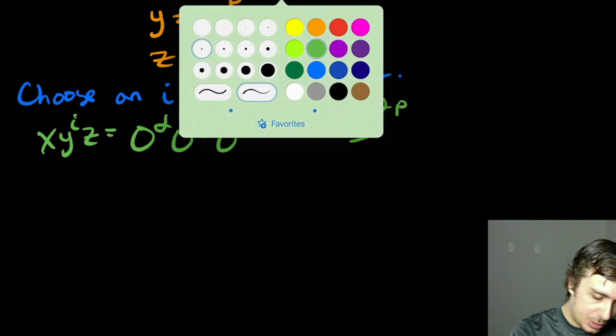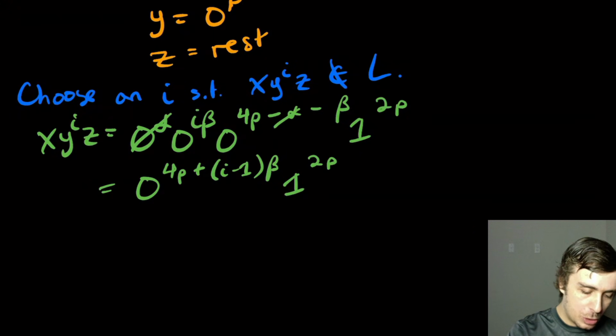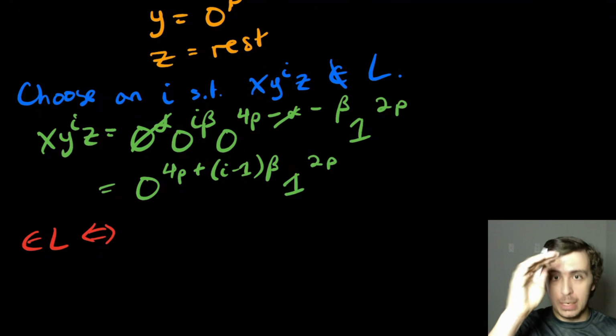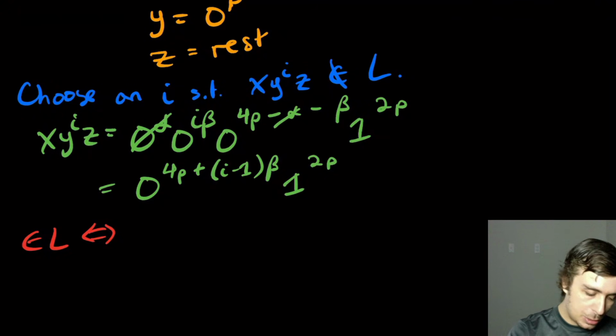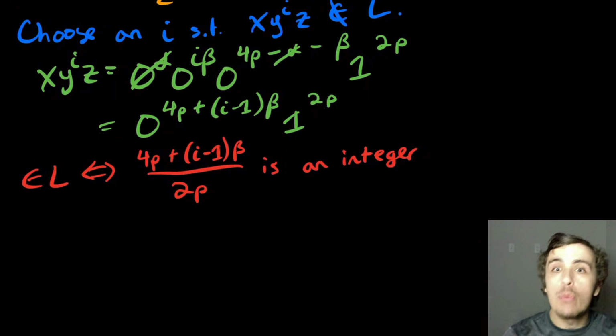So then let's shrink down all of the zeros here. The alphas get killed off. So I'm going to have 4p plus I minus 1 times beta, because that's how many betas I have, and then 1 to the 2p. So it's very obvious that this thing is in the language if and only if the number of zeros is a multiple of the number of ones. So (4p plus (I minus 1) times beta) over 2p is an integer. Okay, that's the only way it could possibly be in there.